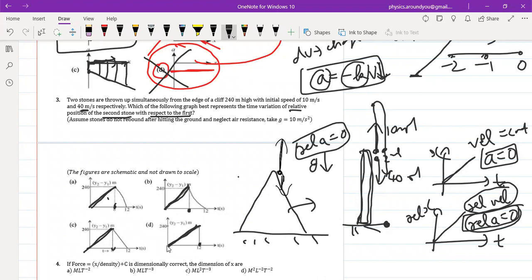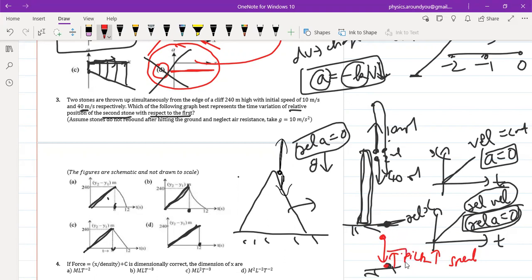Fine. Now, once the second stone reaches the ground, how will the first stone see it? Now you become the first stone. How will you see it? You will see as if the second stone is coming towards you and it is picking up speed. Reason: you are coming fast down, whereas this stone is actually at rest, but you are seeing as if it is coming towards you very fast.